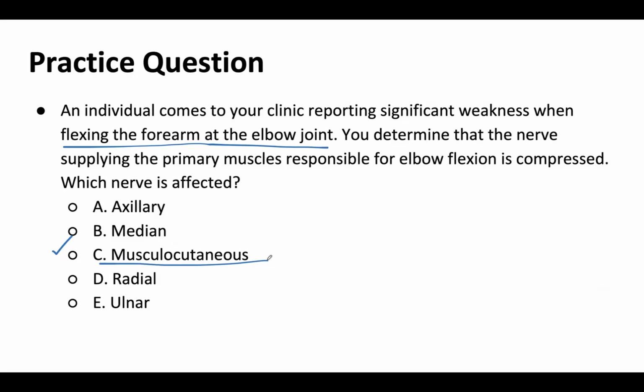It is true that the brachioradialis muscle can flex the forearm at the elbow joint, and it is innervated by the radial nerve, but it would not create significant weakness, likely, as the biceps brachii and the brachialis are the primary flexors of the elbow. Those are located in the anterior compartment of the arm, and they are innervated by musculocutaneous. So it is by far the better answer here.